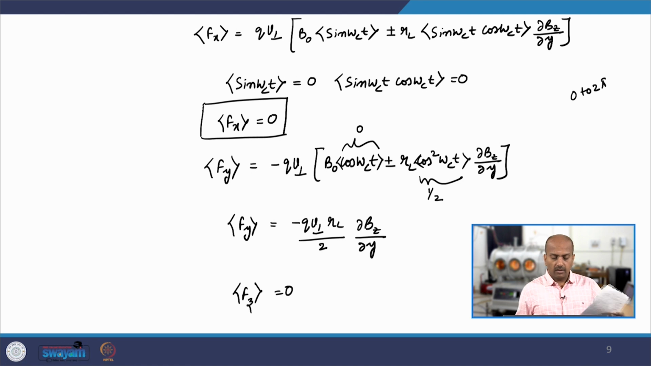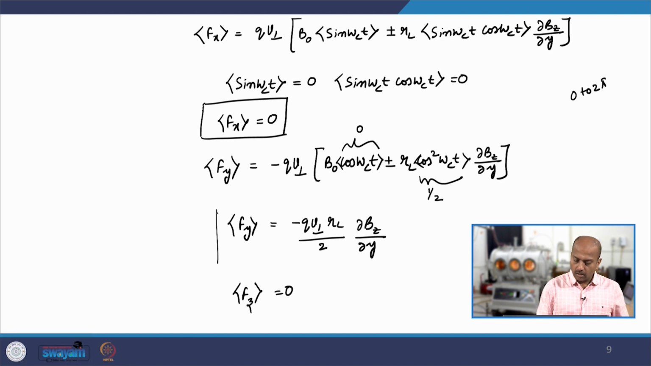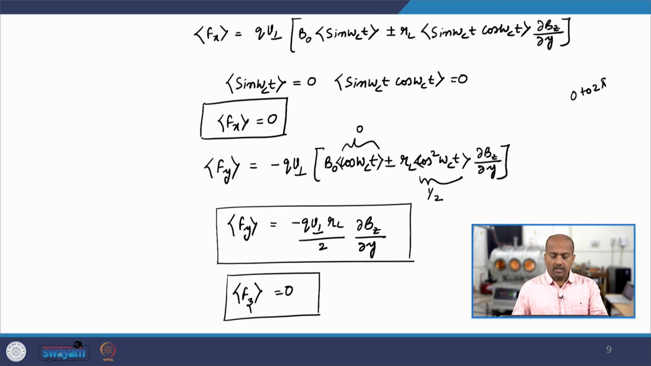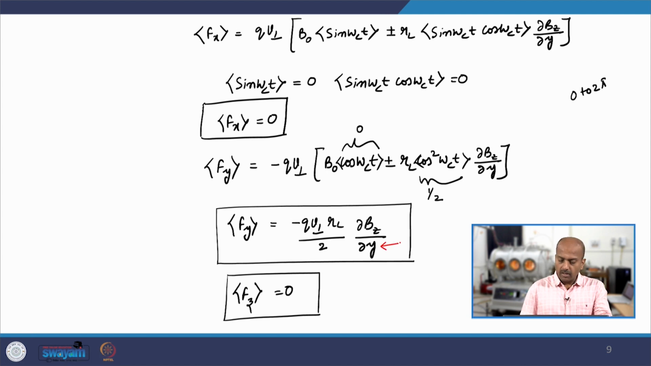We have realized there is one non-zero component of the force, along the y direction; the other components are 0. This is a very important result. Let us try to understand this. When the particle is moving in a magnetic field which is changing with respect to y, the particle will experience an additional force, not because of the magnetic field itself, but because of the change in the magnetic field.